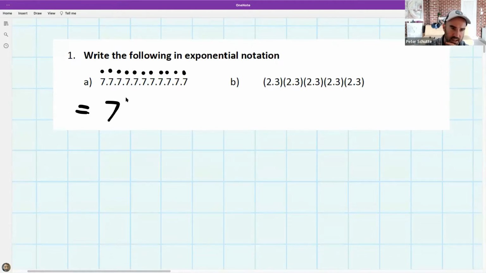Okay, so I think everybody's seen this. We've multiplied by 7 11 times. And so instead of writing this whole long thing, we can simply write 7 to the power of 11.